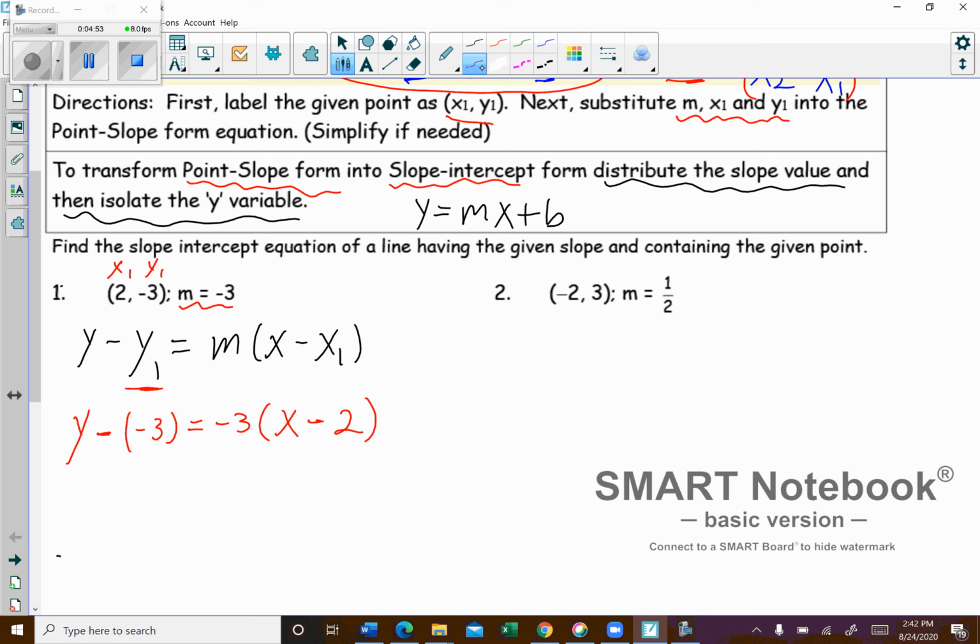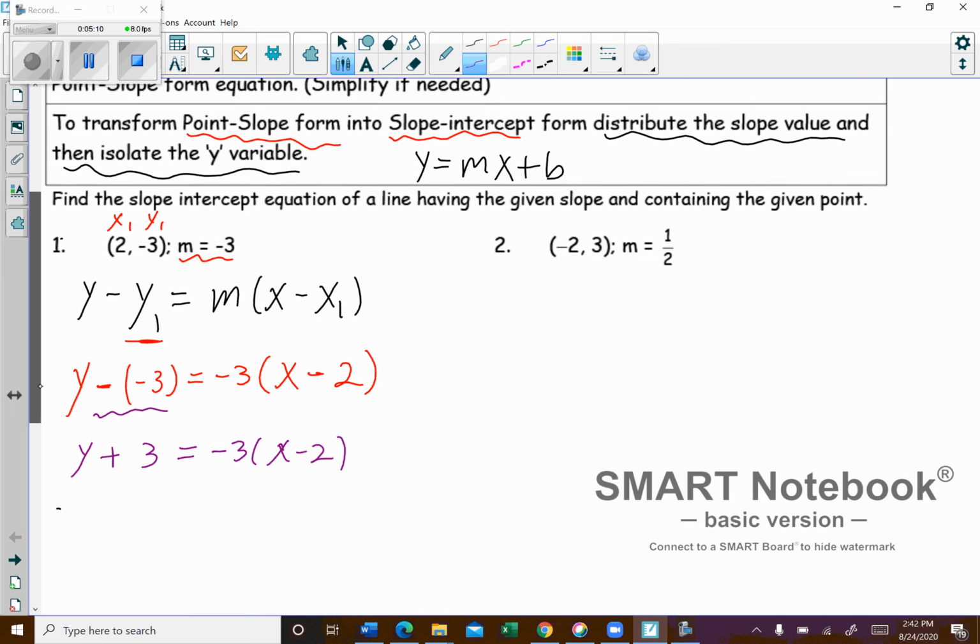And so you look for the double negatives. And so I have double negatives right here. I have y minus -3, so that will become y plus 3 equals negative 3 times x minus 2. So I'm done with that first step up here. So I'm going to come down a little bit.